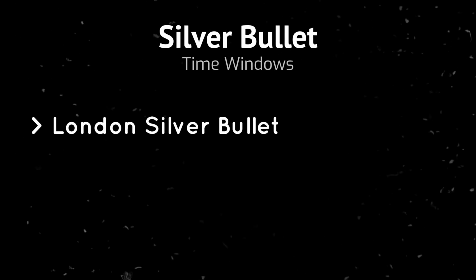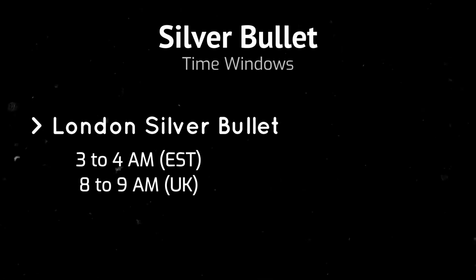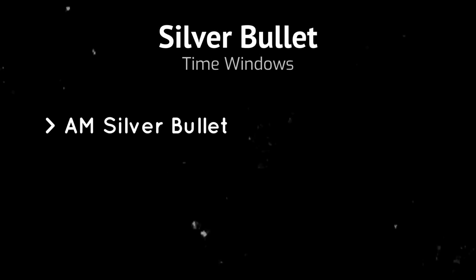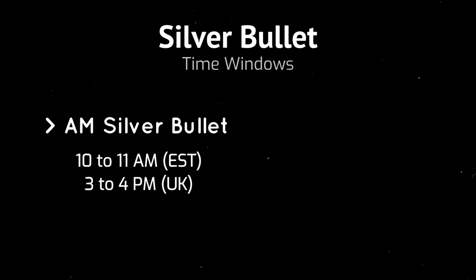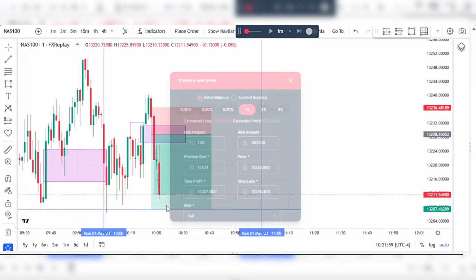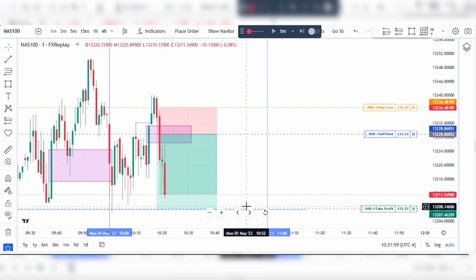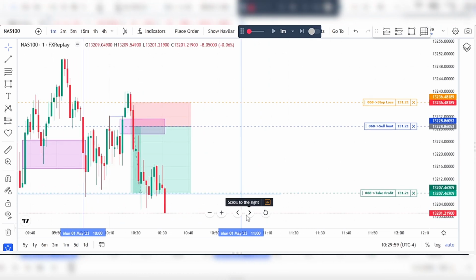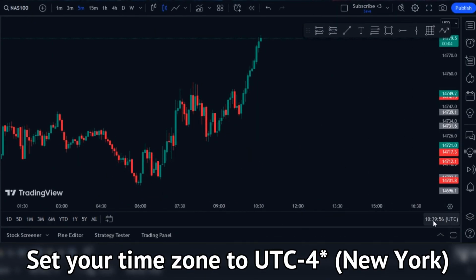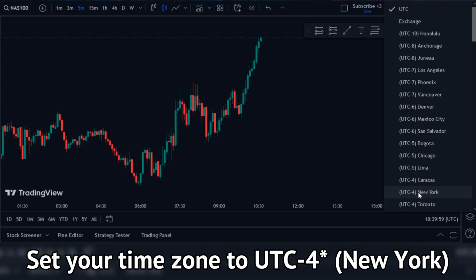First, we have the London Silver Bullet from 3 a.m. to 4 a.m. Secondly, the New York AM session, which runs from 10 a.m. to 11 a.m. And finally, the New York PM session, taking place from 2 p.m. to 3 p.m. Please note that all these times are in New York time, also known as Eastern Standard Time, so ensure your TradingView is set to UTC-5.